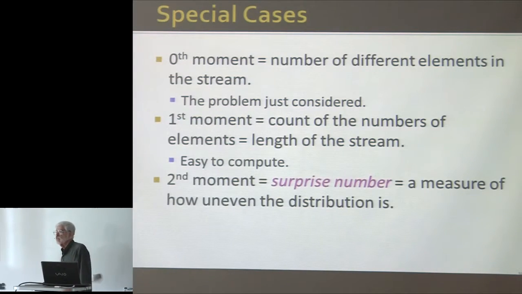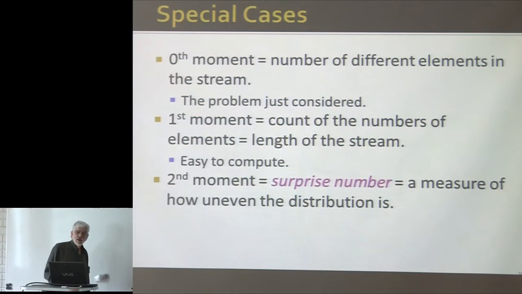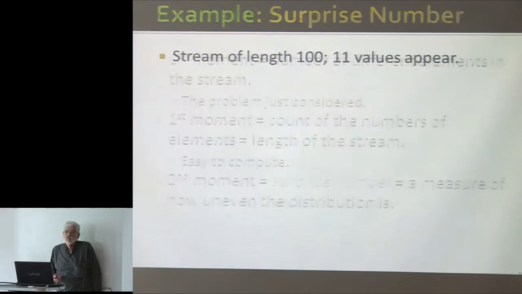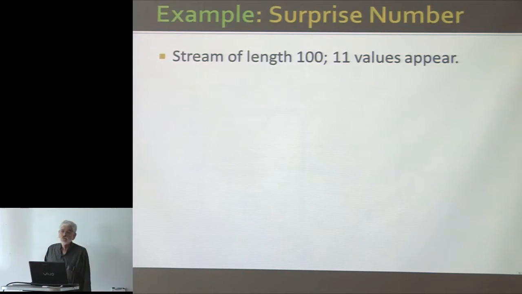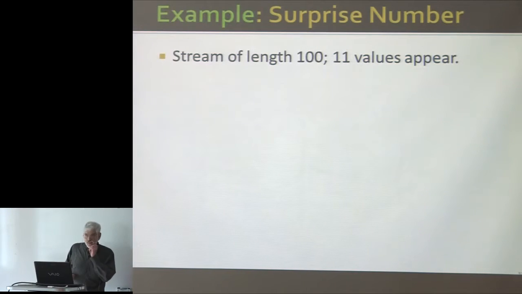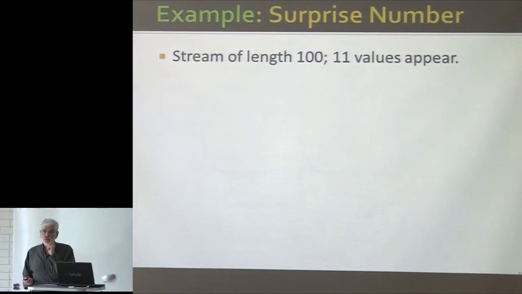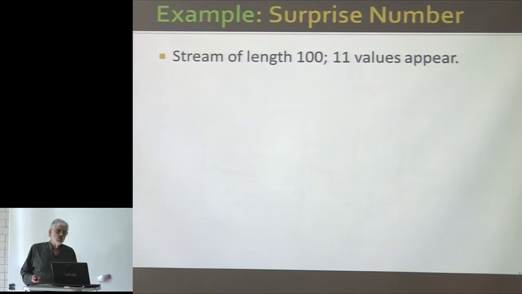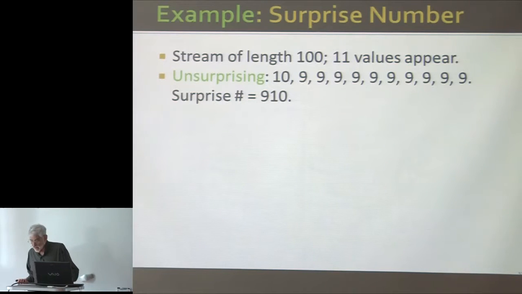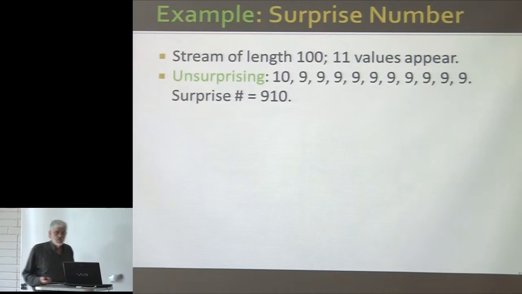Now, the second moment's a little trickier. It's called the surprise number, and it's a measure of whether I have an even or uneven distribution of the elements that actually appear. So, to give you an example, suppose the stream length is 100, and I tell you that 11 different values have appeared. Now, what do you expect the distribution of those elements to be? Well, the most unsurprising case would be when they all appear the same number of times, or as close as you could get.